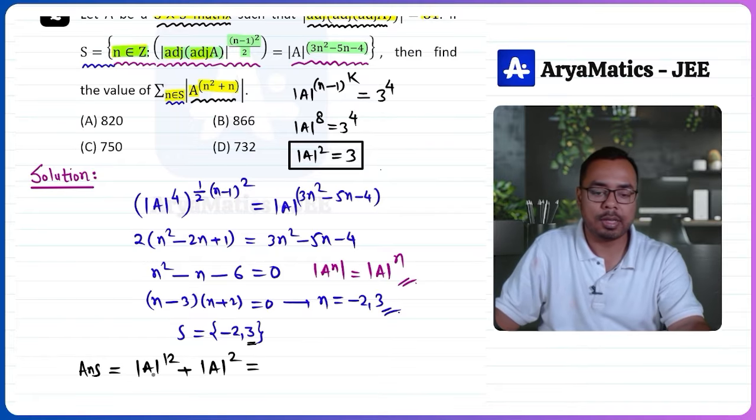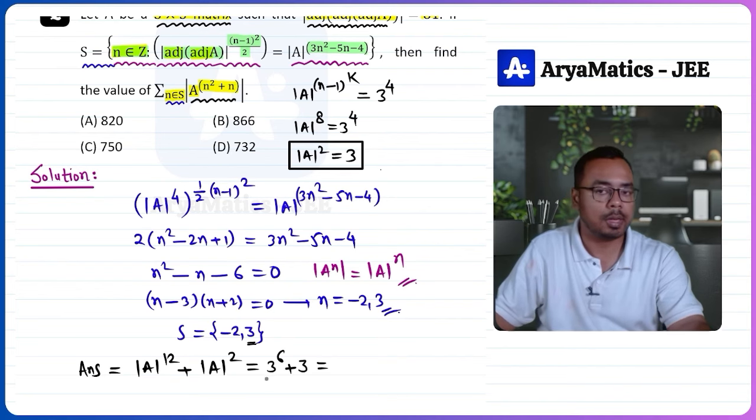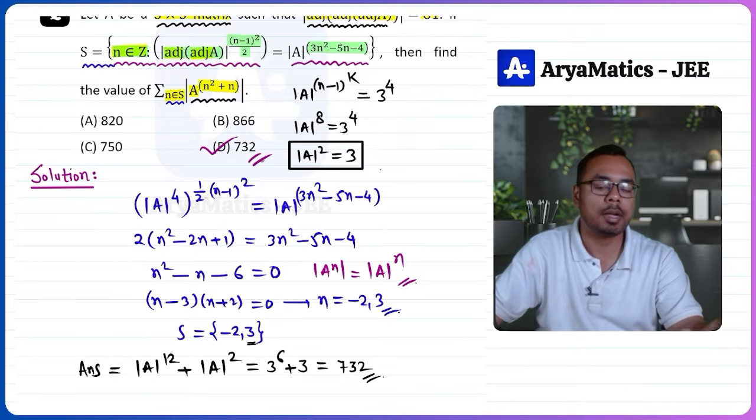So determinant of A raised to 12 means square raised to 6. So we have 3 raised to 6, and then determinant of A square, this is 3. 3 raised to 6 will be 27 square, which is 729 plus 3. So that is 732. So therefore the correct answer for this problem will be option B.